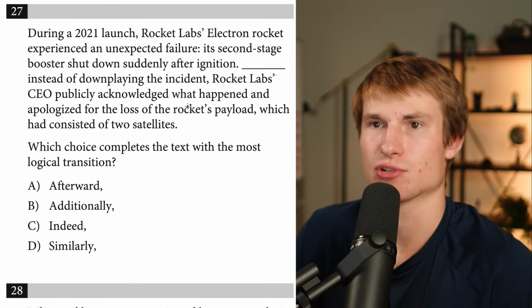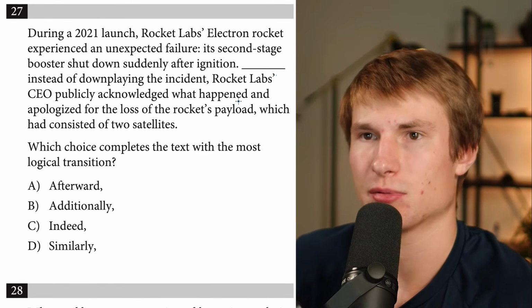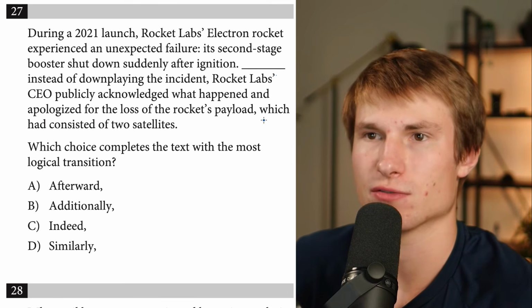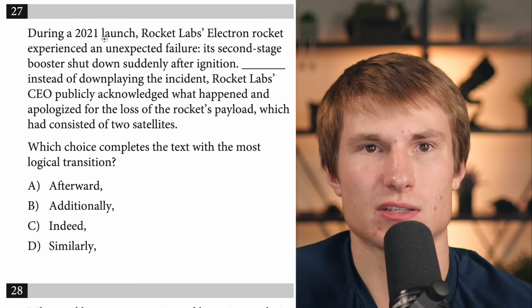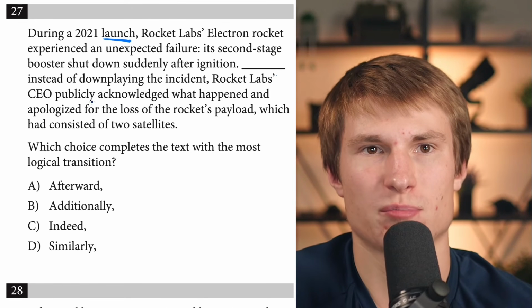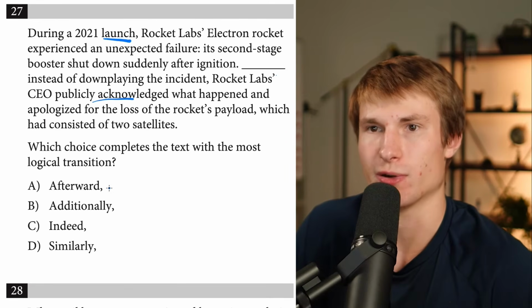Its second stage booster shut down suddenly after ignition. Instead of downplaying the incident, Rocket Lab CEO publicly acknowledged what happened and apologized for the loss of the rocket's payload, which constituted 2 satellites. So we've got the option of afterward, which would make sense since we have a launch, which failed, and then we have a public statement about the failure of the launch. So afterward makes a ton of sense.